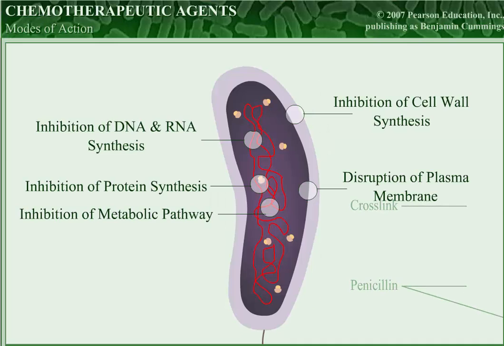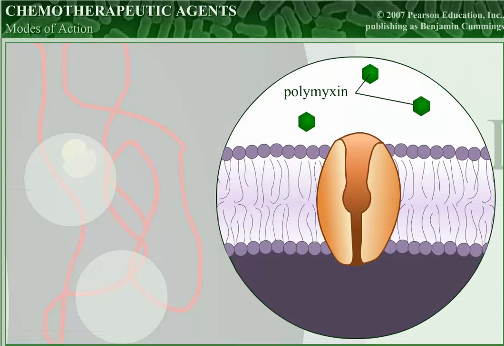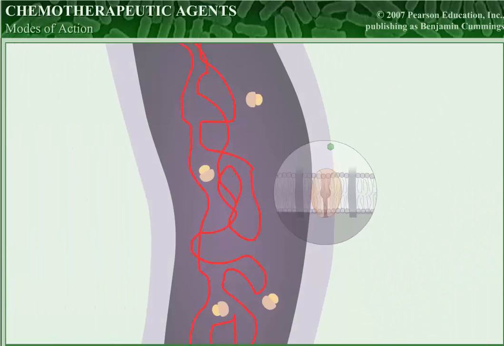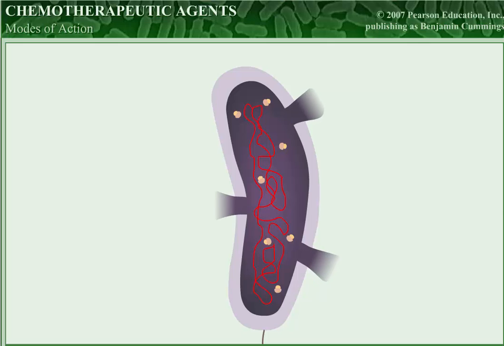Antibacterial drugs such as polymyxin attach to phospholipids in the bacterial cytoplasmic membrane and interfere with its integrity. Eventually, the cell lyses. Because this mode of action also interferes with human cell membranes, this antibiotic is used only on the skin, where the outer layers of cells are already dead.